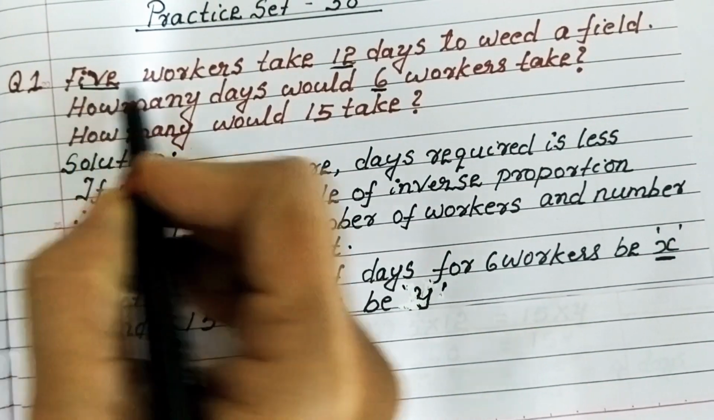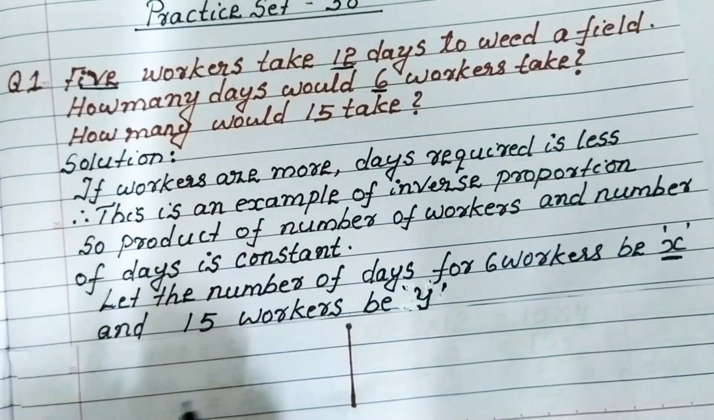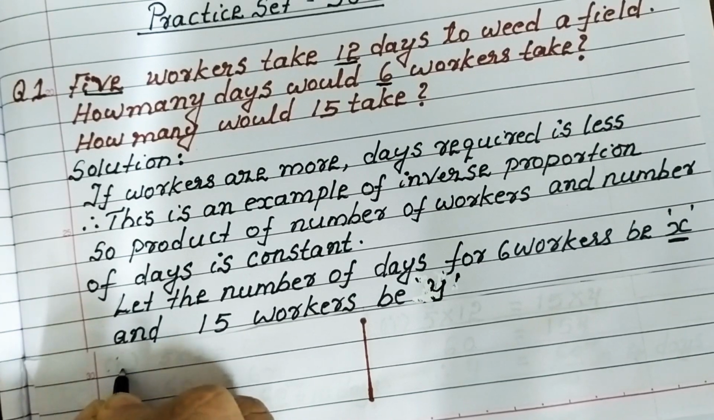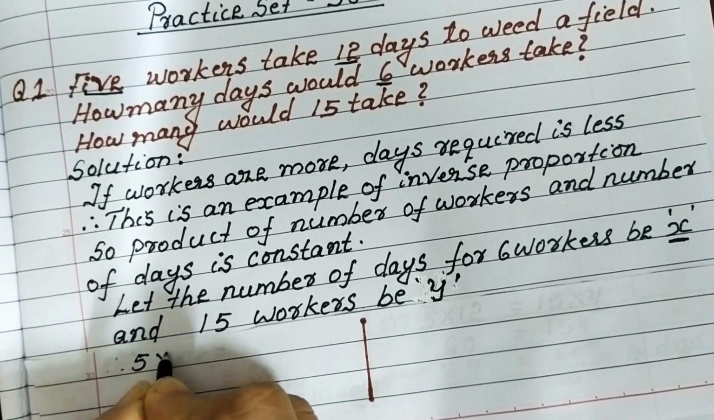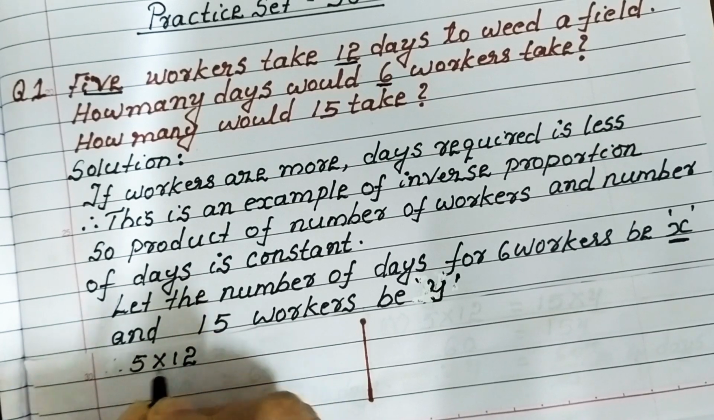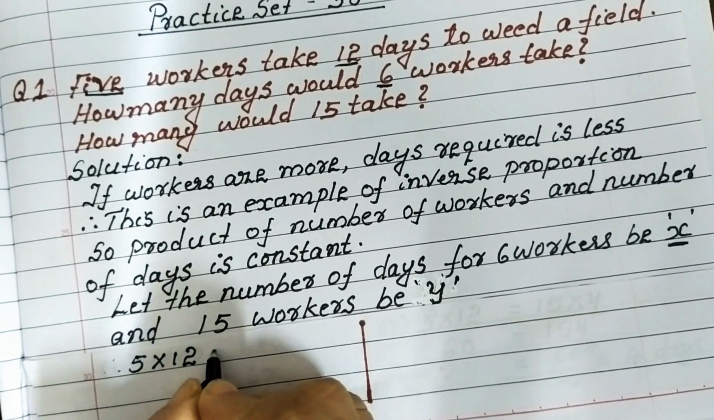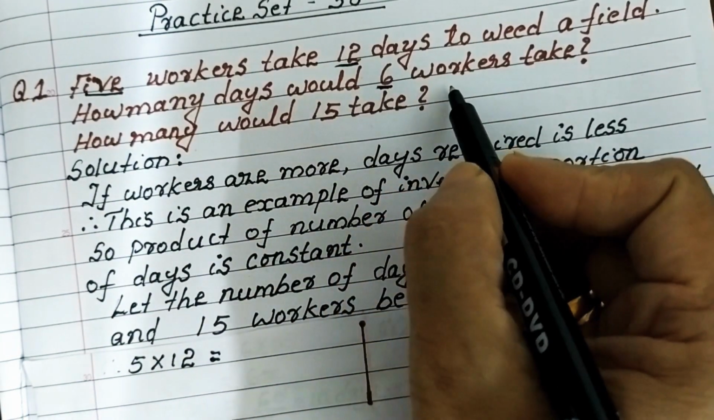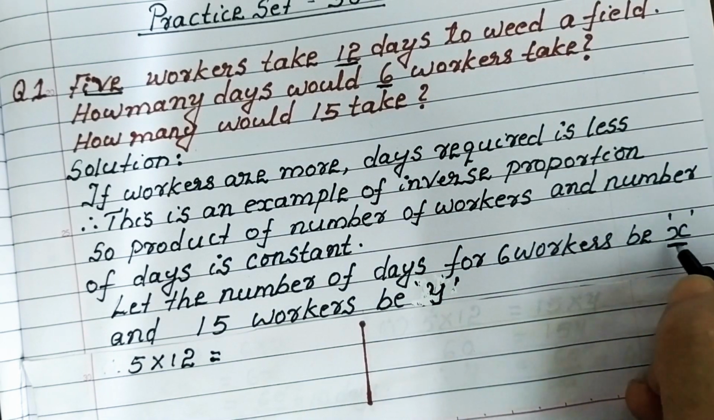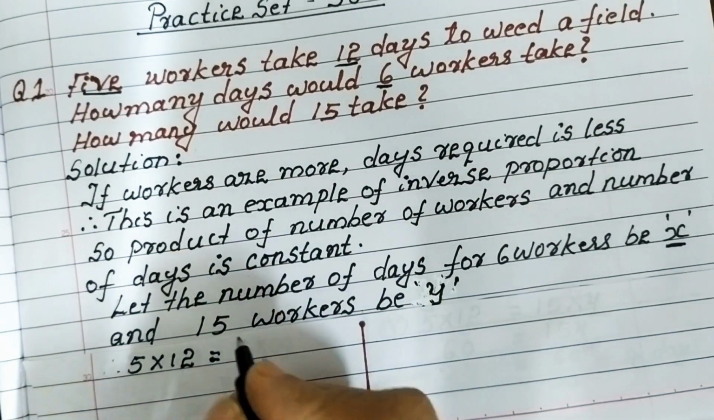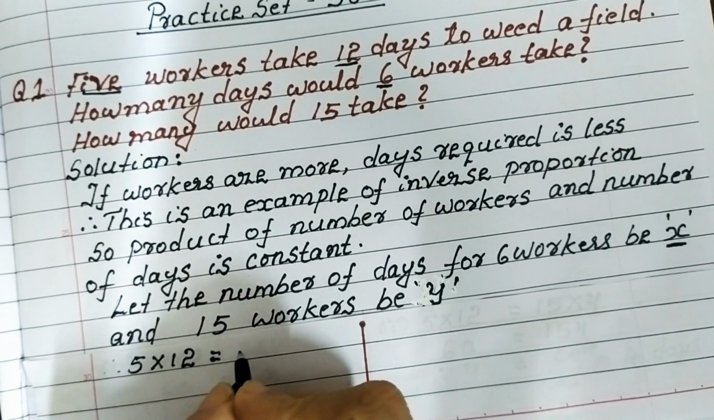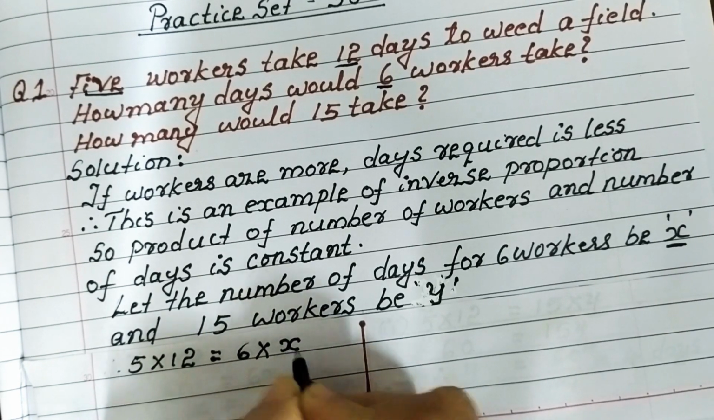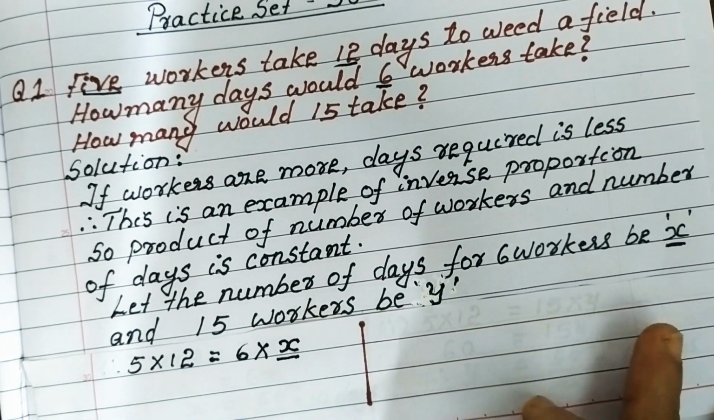So, here 5 workers take how many days? 12 days. Therefore, you can write 5 workers, 12 days. Product of these two quantities is a constant. That is, you can equate this with 6 workers, how many days? That is X days. 5 workers, 12 days; 6 workers, X days. This X you are going to find out.